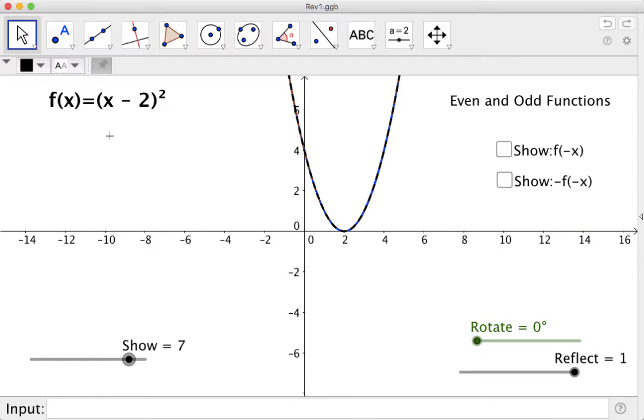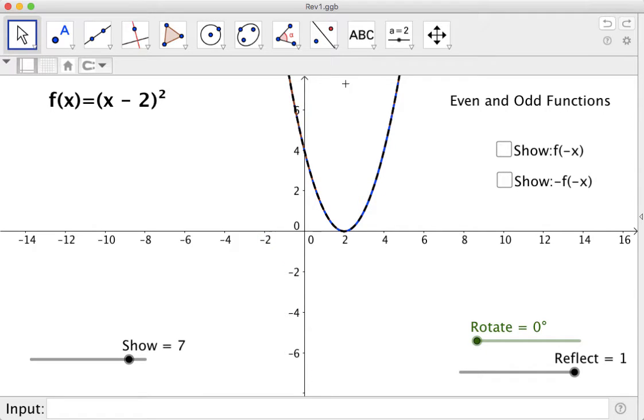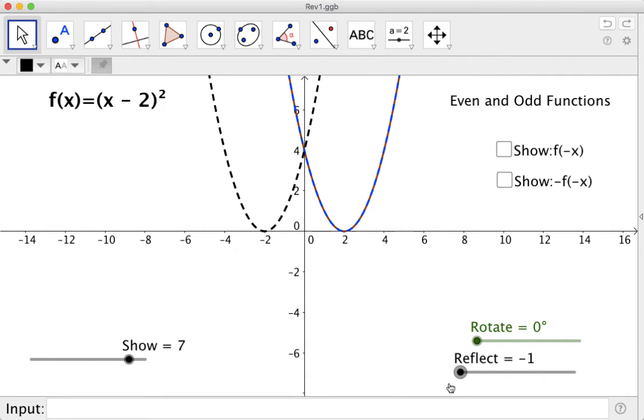When we have a function like f of x is equal to x minus 2 squared, which is the same as x squared but just shifted 2 units to the right, it's not going to be even or odd. While it has an axis of symmetry, that axis of symmetry is no longer the y-axis. So it does not reflect onto itself across the y-axis. It would reflect onto itself across the axis of x is equal to 2, but not across the y-axis.